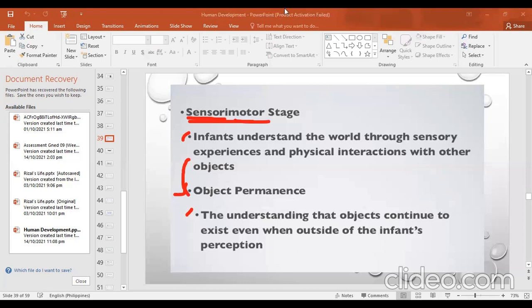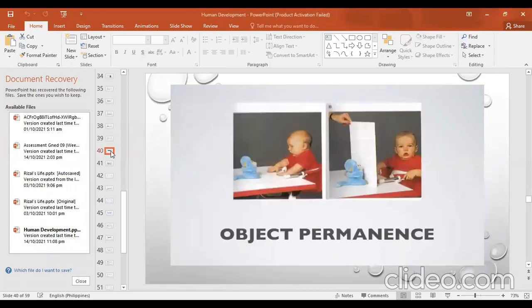So here is an example of what we call object permanence. You give a toy to the child. Of course, it enters their mind but they don't know it. What is this? It is questionable to him or her. And then after that, you remove it. They will not look for it, but it stays stuck in their mind. That is what we call object permanence.